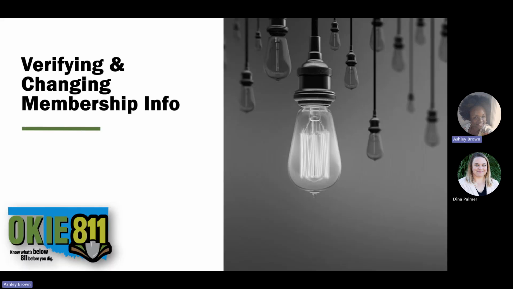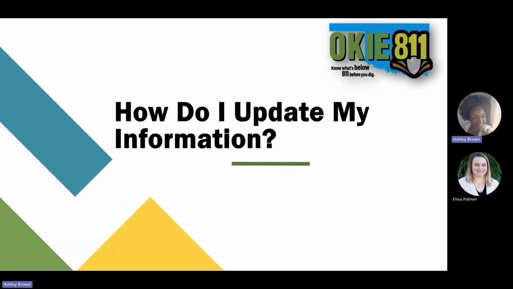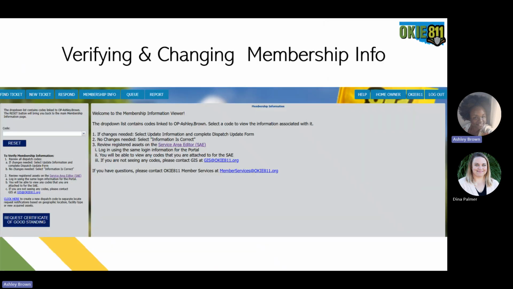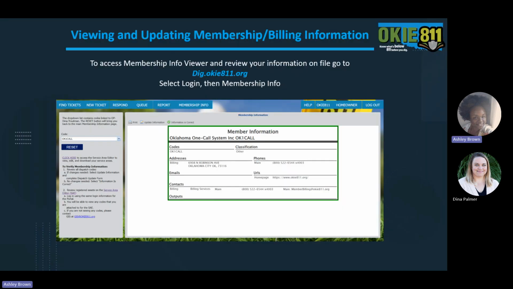Many questions come from members about how to view and update the billing and dispatch information that they have on file. And you are able to update and see what information you have listed with Oki 811, and you do that by going to the old portal. Once you log into the old Oki 811 portal, you will select membership info. From there, you're going to select the code that you'd like to view from the drop-down box that's on the left side of the screen.